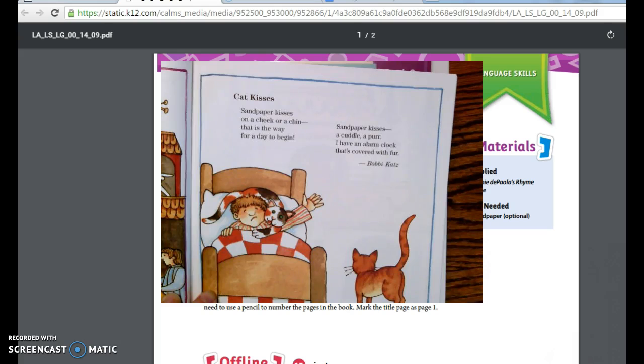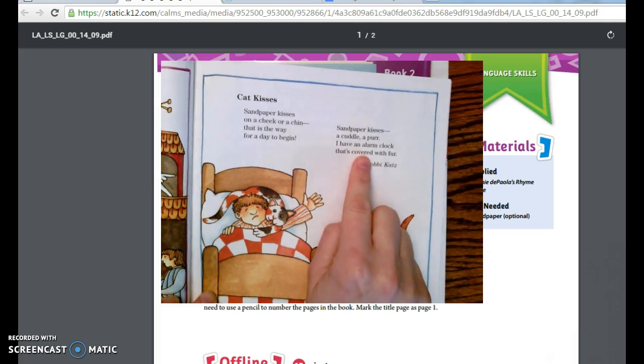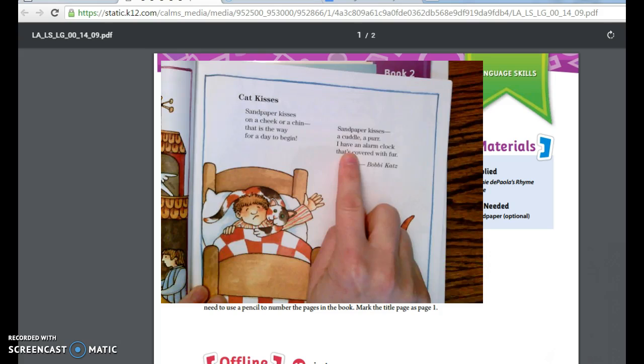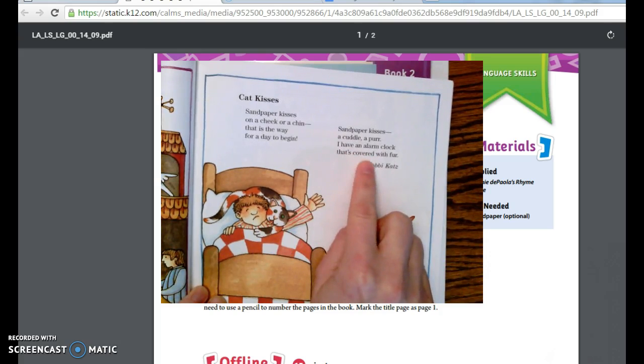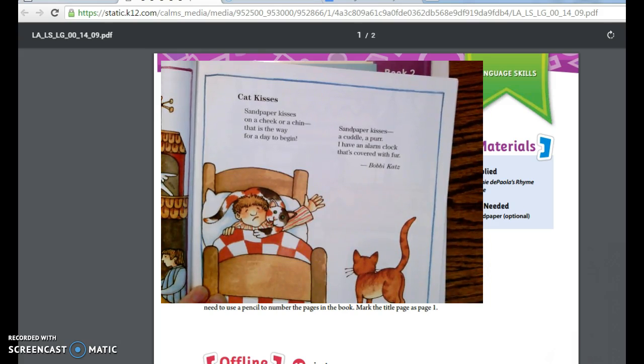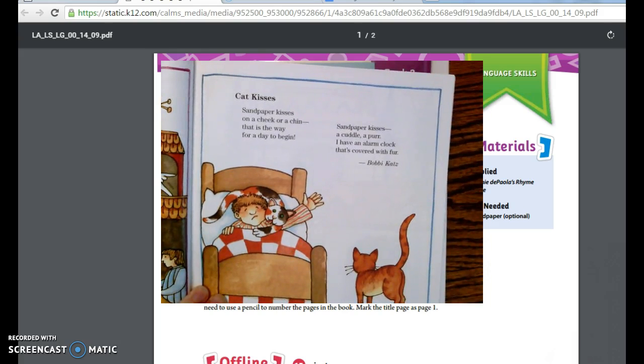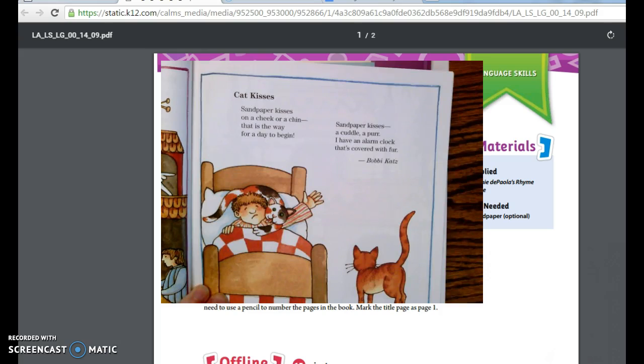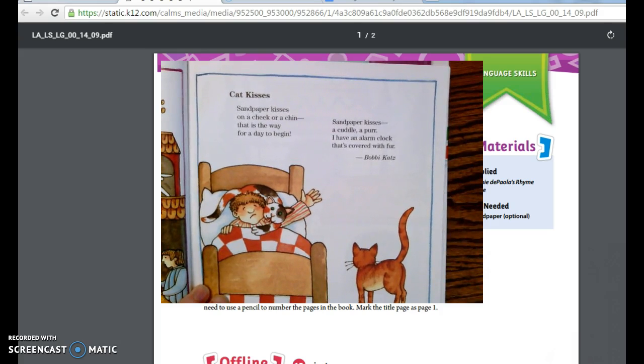Another thing that the author said here that I like, and I want us to think about this, I have an alarm clock that's covered with fur. What kind of alarm clock would be covered in fur? What do you think the author is describing here? Another thing that I noticed is that word that captures the animal sound. Were you able to find that? I'm going to give you a moment to discuss these questions with your learning coach.